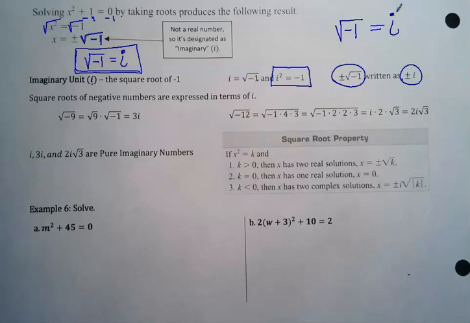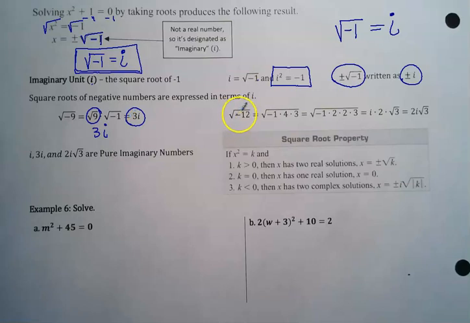So if we break this down, the square roots of negative numbers are always expressed in terms of i. So if we have the square root of -9, we just say, well, okay, that's the square root of 9 times the square root of -1. The square root of 9 is 3. The square root of -1 is i, which is why we can write it as 3i.